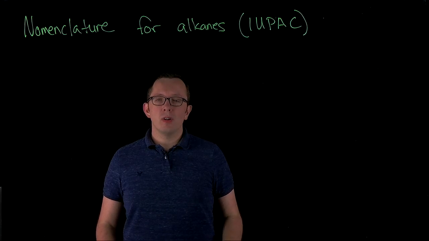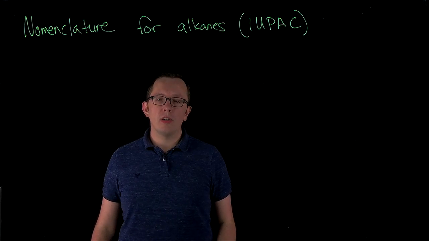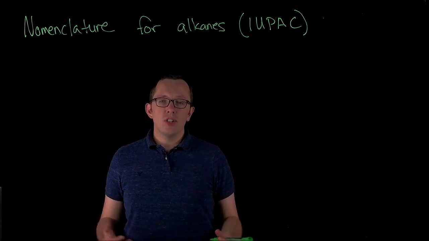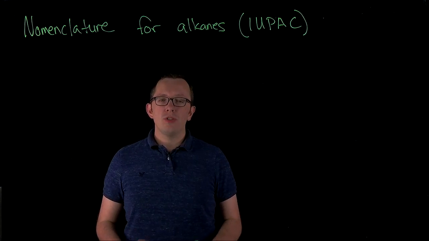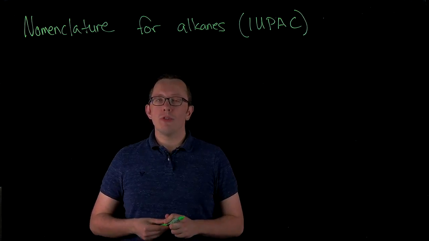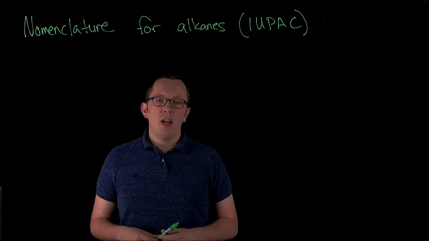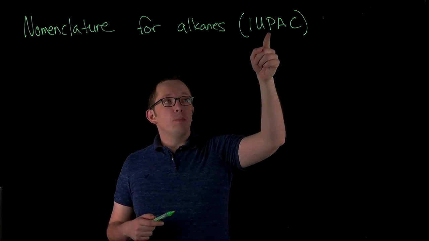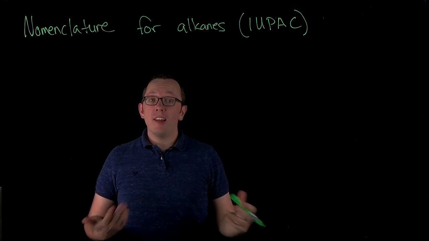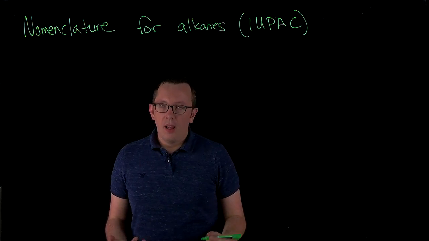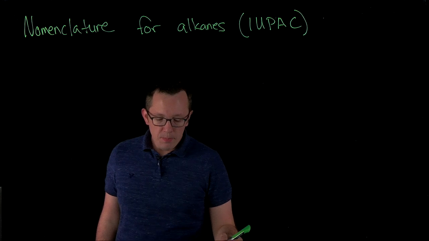Okay, now we've gotten the simple alkanes out of the way, and we've named a few substituents. Now we can start using all this information in order to name larger and more complex molecules. So we're going to go over the nomenclature for alkanes, and we're going to use the International Union for Pure and Applied Chemistry. They've defined this, so it's a well-defined system for naming alkanes. And so we're going to start with an example.